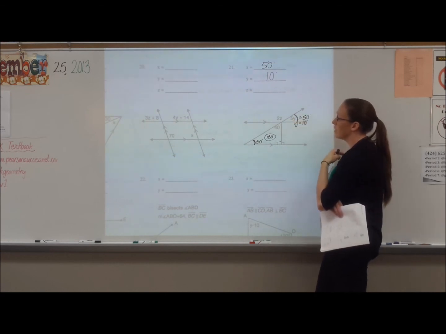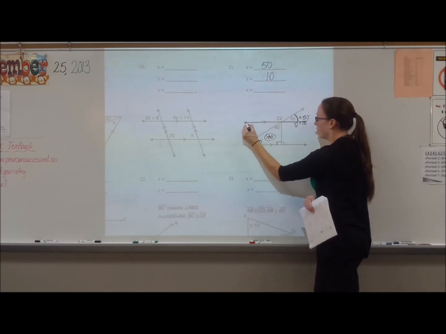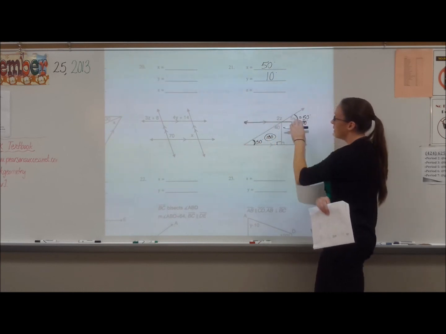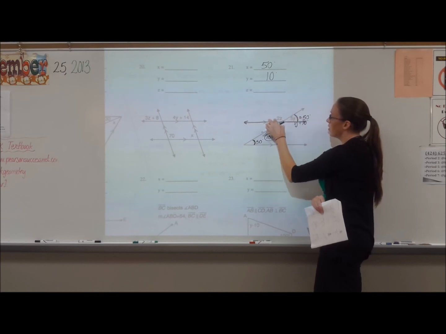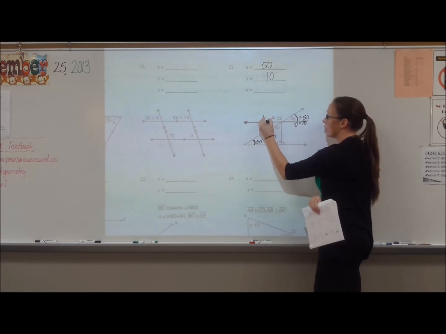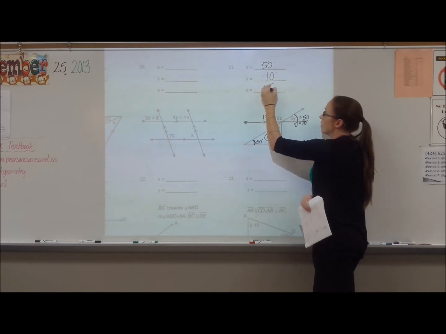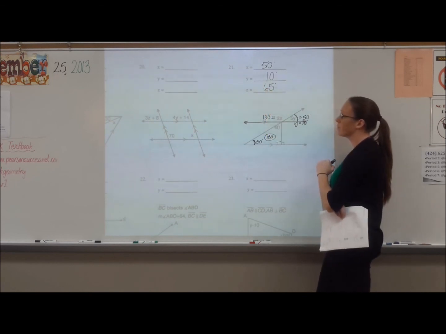Last one to find, z. I'm looking along this straight line, and I see that 50 degrees plus something must get me to the straight angle of 180. 2z has to give me that remaining 130, and if 2z is 130, that leaves z to be 65.